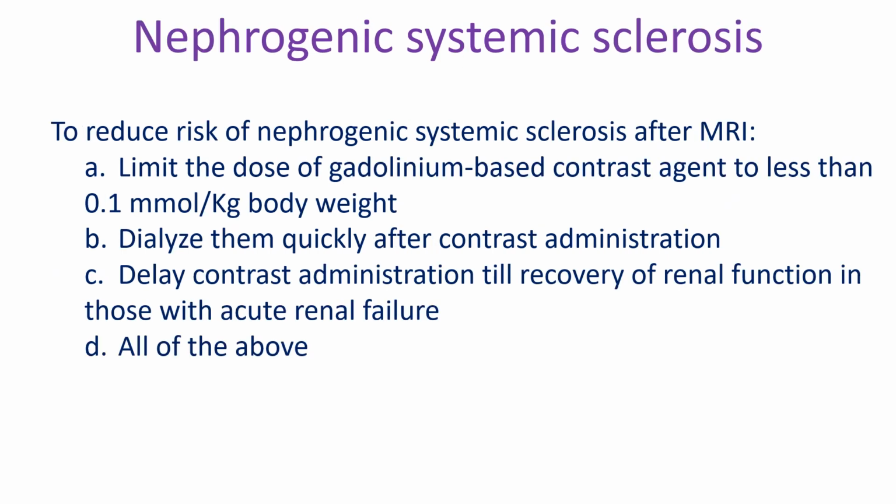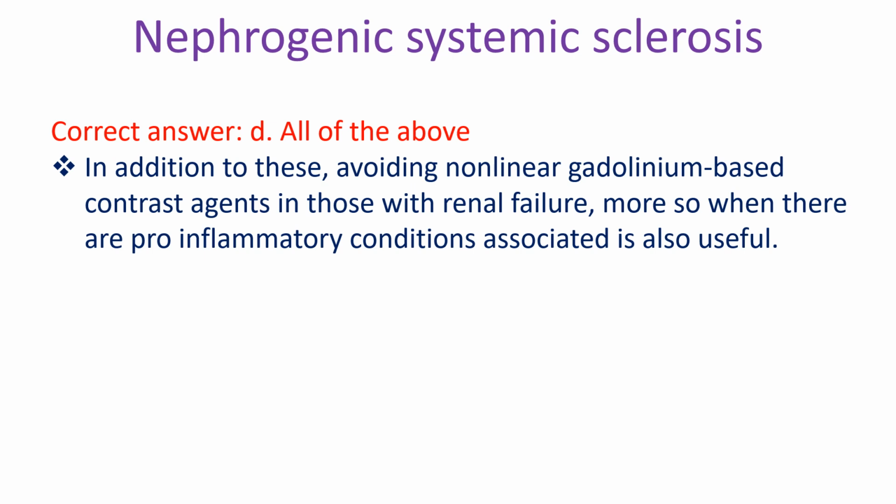To reduce risk of nephrogenic systemic sclerosis after MRI, A. Limit the dose of gadolinium-based contrast agent to less than 0.1 millimole per kg body weight. B. Dialyze them quickly after contrast administration. C. Delay contrast administration till recovery of renal function in those with acute renal failure. D. All of the above. Correct answer D. All of the above.